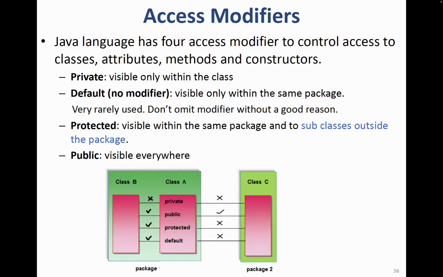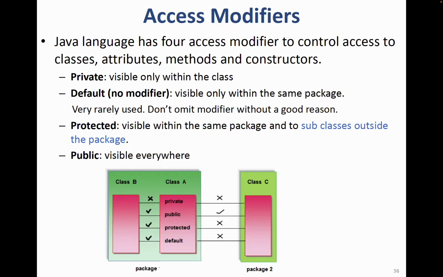In class A, we have these 4 variables or maybe functions. If one of them is private, it means that class B cannot access it, and class C cannot access it either. If it is public, it means that from class B we can use it, and from class C we can use it. It's from everywhere. If it is protected, now this view is a little bit misleading because it seems like default and protected are the same, but actually they are not.